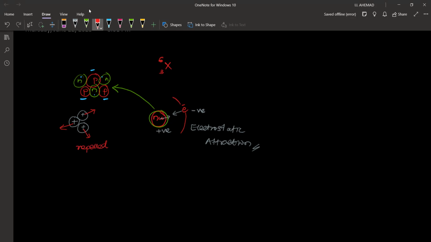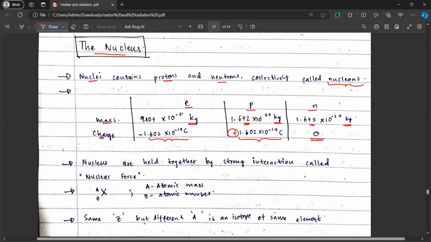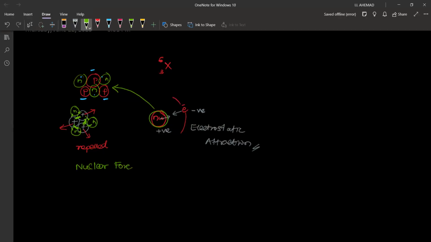But still, it is being held together as a nucleus. So there should be some other strong forces that hold these protons together, and the neutrons also. Do you agree with that point? There should be some force that is stronger than the electrostatic force. That type of force, we call the nuclear force.